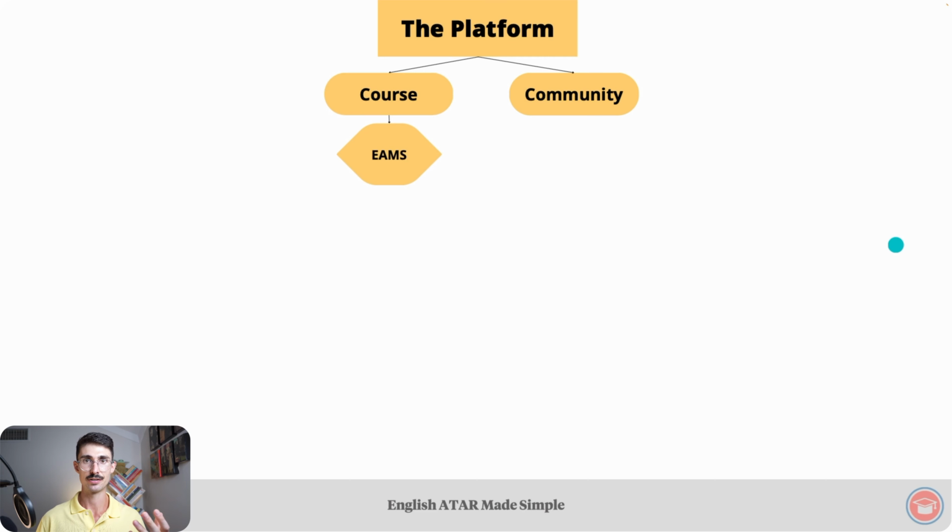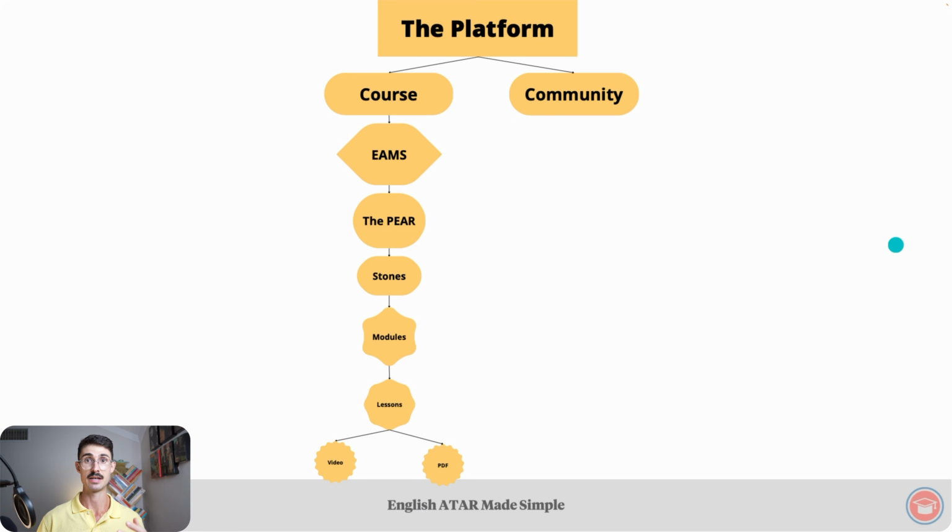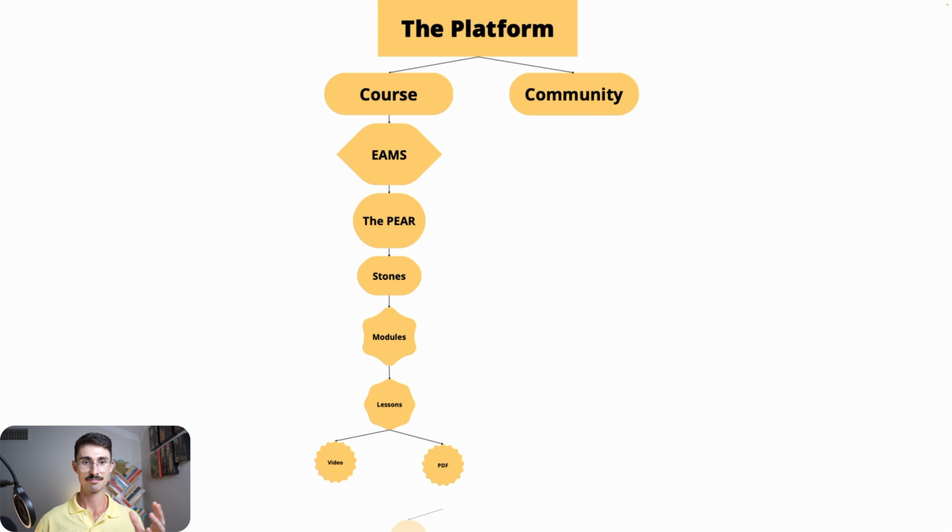By this stage, we know the course is English ATAR Made Simple, and we know that English ATAR Made Simple uses my proprietary method, the PEAR. Then we also know that the PEAR comprises 3 stones, and each stone comprises at least one module. We also know that each module has lessons, and each lesson has a video element and the PDF element. It doesn't stop there. The PDFs also have 2 sections, as we've just discussed. The first section is the study notes section, and the second section is the activities section.